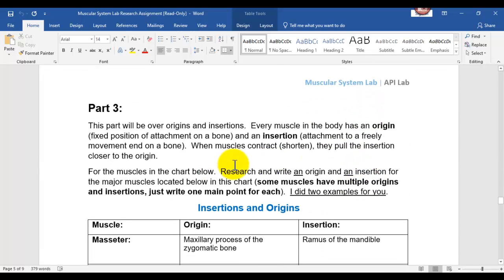And then part 3, every muscle has an insertion and an origin point. The origin does not move. The insertion is the part that's the freely movable end. And what happens is when muscles contract, they shorten. They pull their origin closer to the insertion.